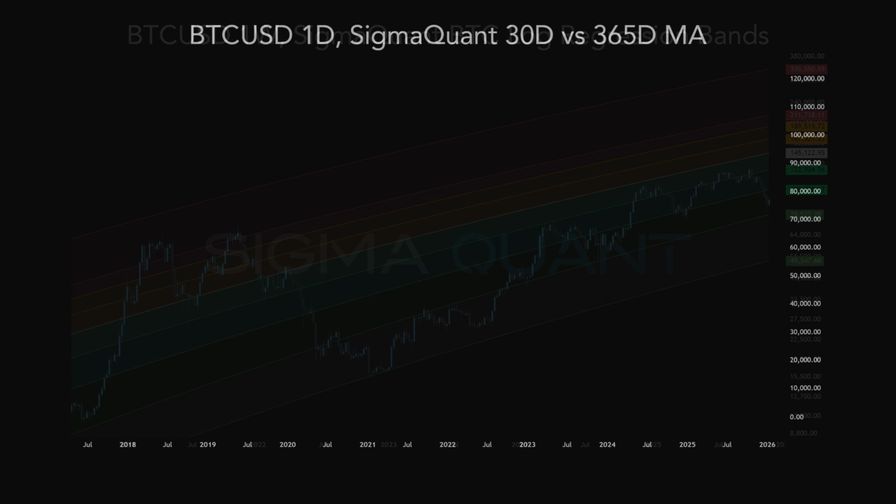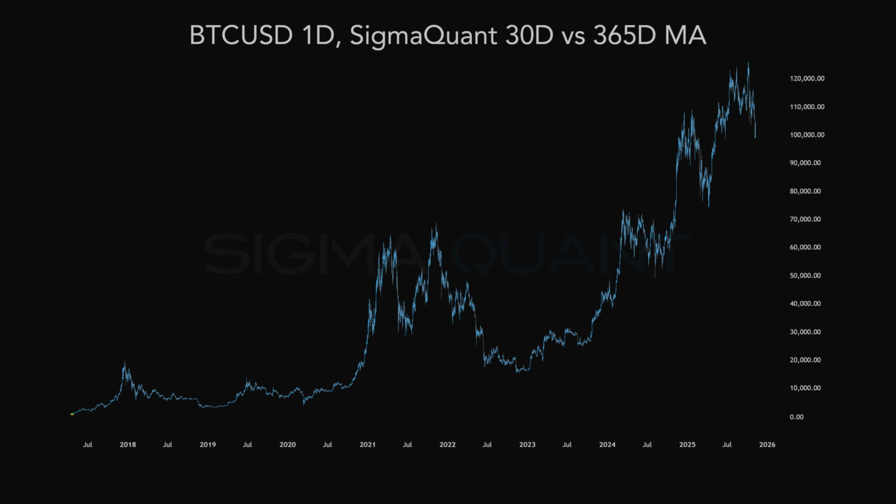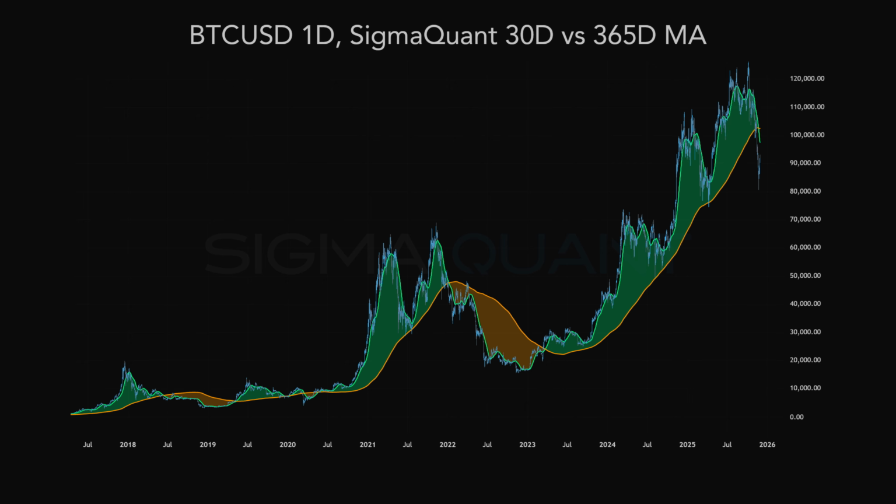Finally, we come to the 30-day versus 365-day moving average structure, which is arguably the most important indicator in this entire script. The 30-day moving average represents short-term market reaction. The 365-day moving average represents long-term structural behavior. When the 30-day sits above the 365, short-term reactions reinforce the long-term trend. When the 30-day sits below the 365, short-term reactions conflict with long-term trend and rallies tend to fail. This indicator is brutally simple and brutally effective.